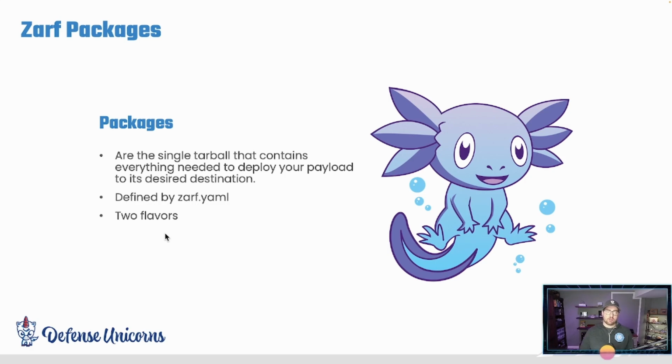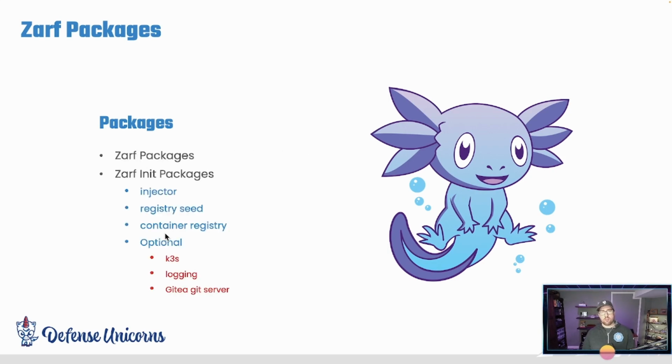Zarf packages are tarballs that contain everything needed to deploy your payload to a desired destination. It's defined by a YAML file, the zarf.yaml file, and those files come in two flavors. They come in Zarf packages, which is most of the packages you'll work with, including the one we create today, and init packages for setting up Zarf into an environment for the first time.